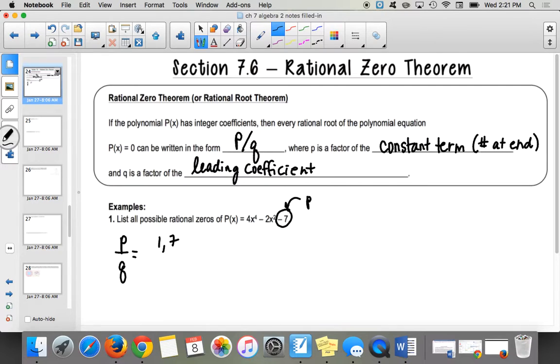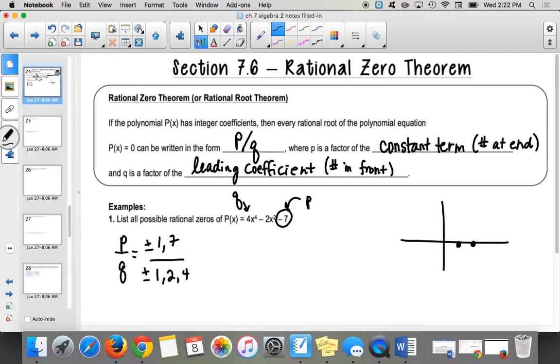And q is going to be the factors of the leading coefficient. That's the number in the front. Maybe I should have said number in front. So q is coming from there. So factors of 4, we would have 1, 2, and 4. And it's every combination of those numbers in plus and minus form. Okay, so my possible places that I can have x-intercepts, so like places where I'm crossing, there's only a certain number of possibilities, if it's a rational number, a nice fraction or whole number integer. Okay, so here are my possibilities.